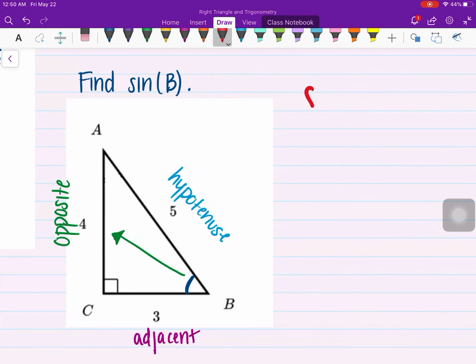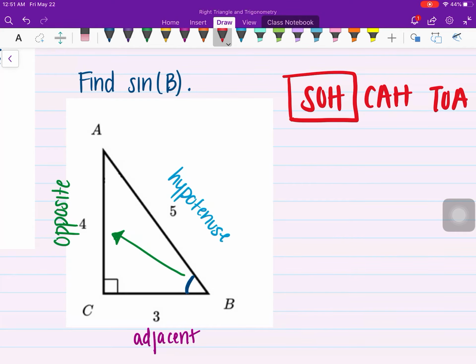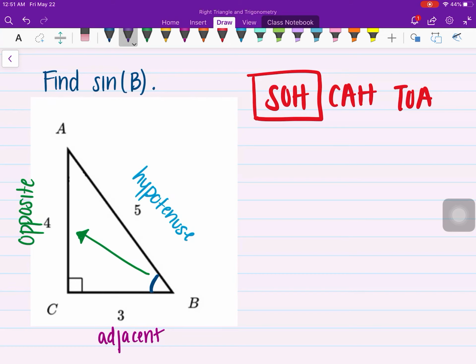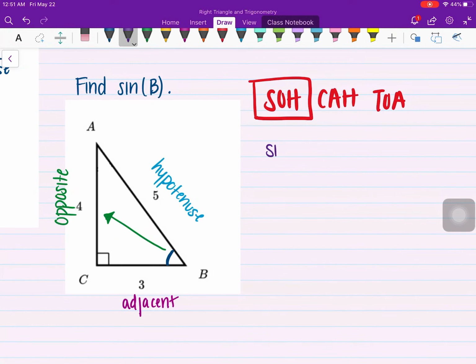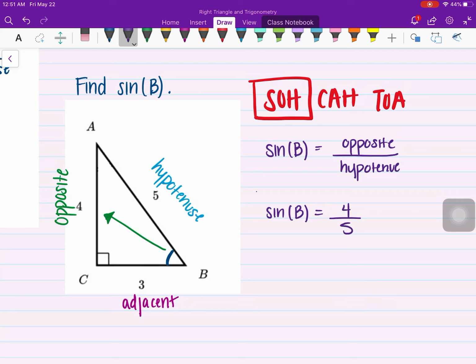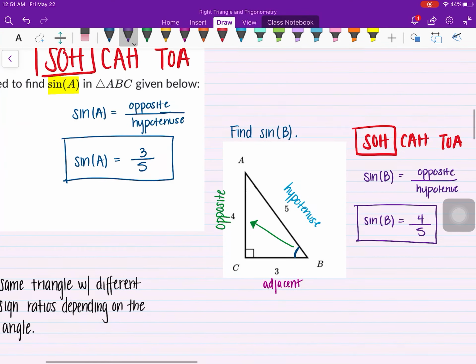So then in this case, if I want to find sine of B, once again, I'll go ahead and write SOHCAHTOA. And we said we are working with sine. So then in this case, we are looking for our opposite and our hypotenuse. So I'll rewrite this. We have sine of B equals the opposite side over the hypotenuse. So then in this case, sine of B is equal to 4, which is my opposite side, over 5. And this here would be my final answer.